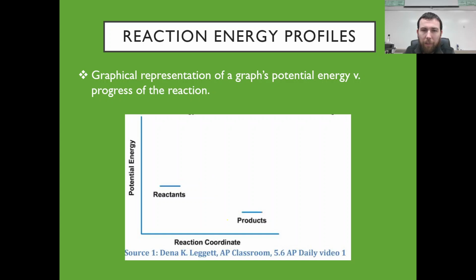Energy changes are going to happen, and then as you get down here where your products are, you're at the end of your process. Certainly you could go in the opposite direction because you'd be reversing the reaction coordinate. So essentially, you have a graph where potential energy is on the y-axis and the progress of the reaction is on the x-axis. It should be pretty straightforward.